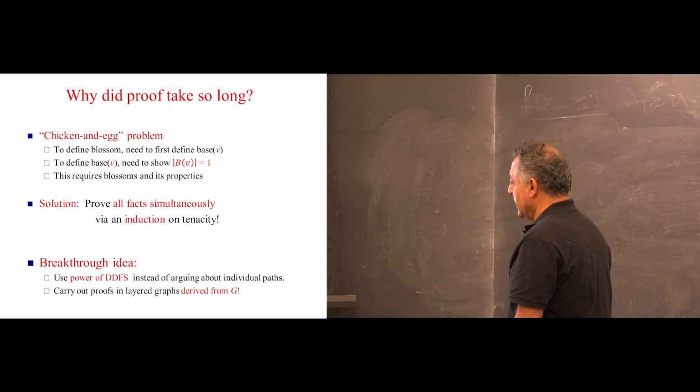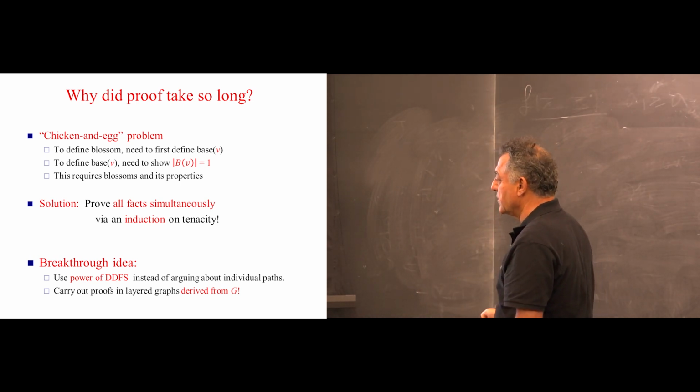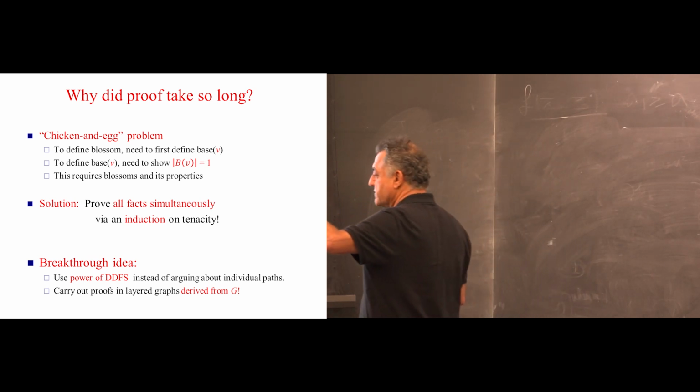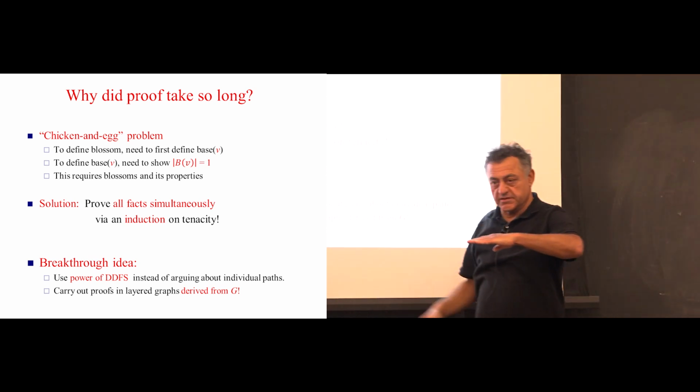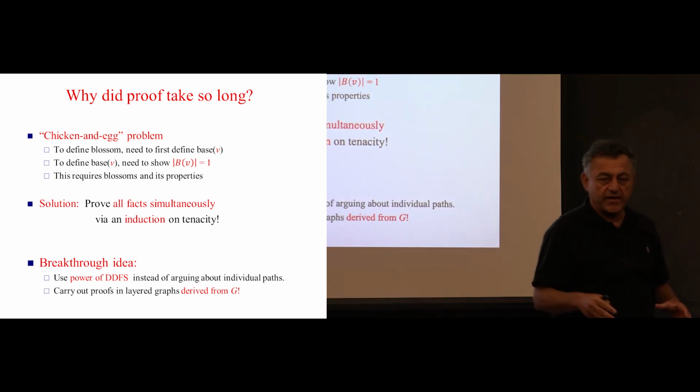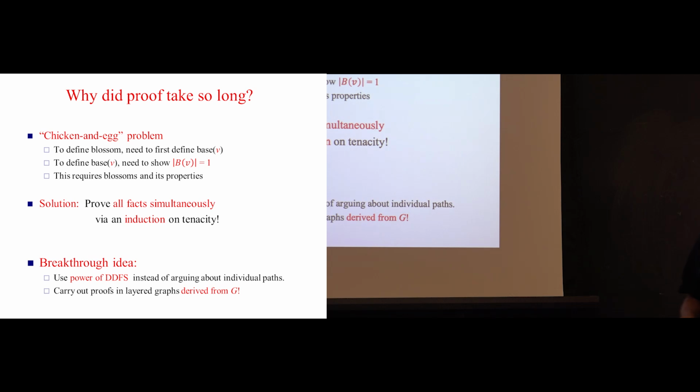And moreover, the clean proofs were done not in the original graph, but in graphs derived from the original graph, which are these layered graphs where I showed you the double depth first search, where it was easy to ascertain facts and prove things.